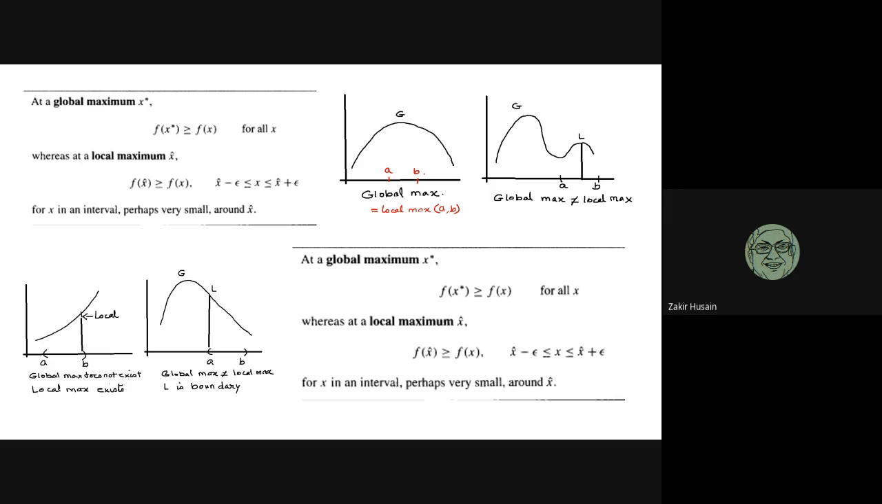So we have different situations. The local can be equal to the global maximum. The global and local may differ. In general, the local maximum will always exist if you consider a range, but a global maximum may not always exist.